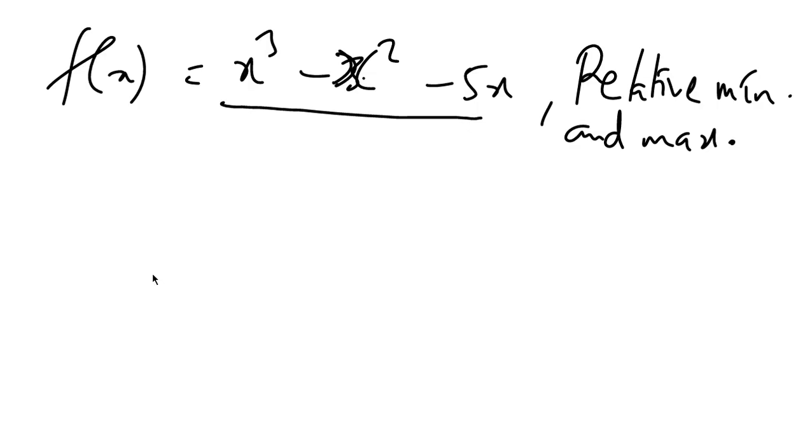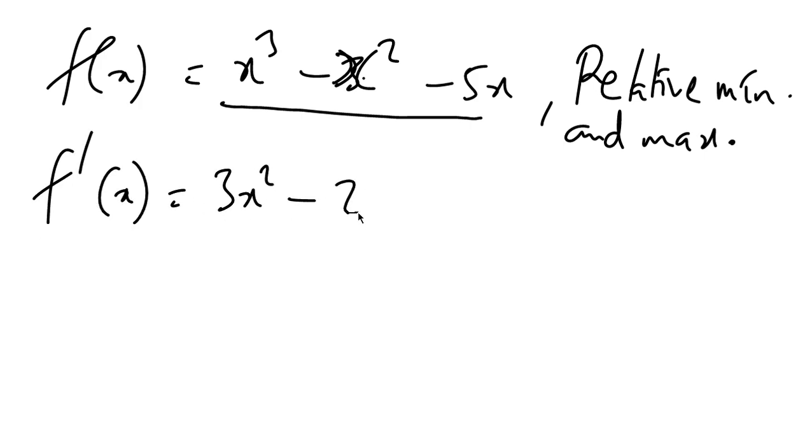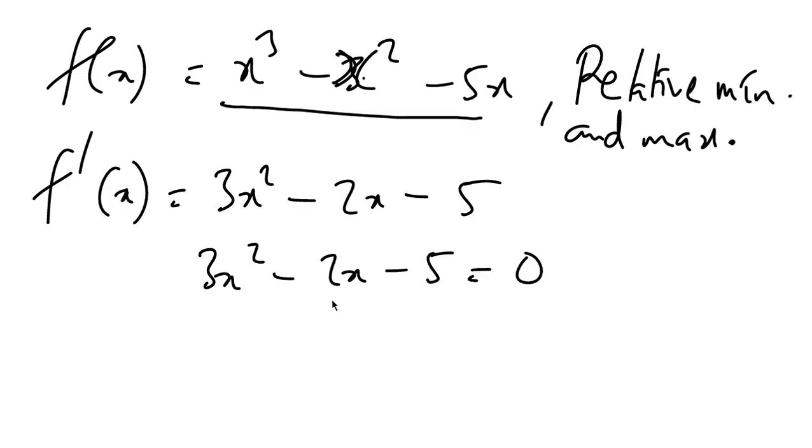Right? Unlike the first one that was quadratic. So if you first get the first derivative, it's going to be what? 3x squared minus 2x minus 5. And if we should solve this, we now equate the first derivative to 0. That will be 3x squared minus 2x minus 5 equal to 0.